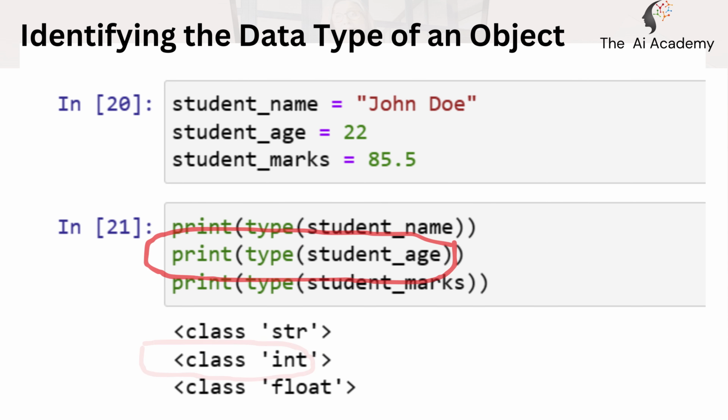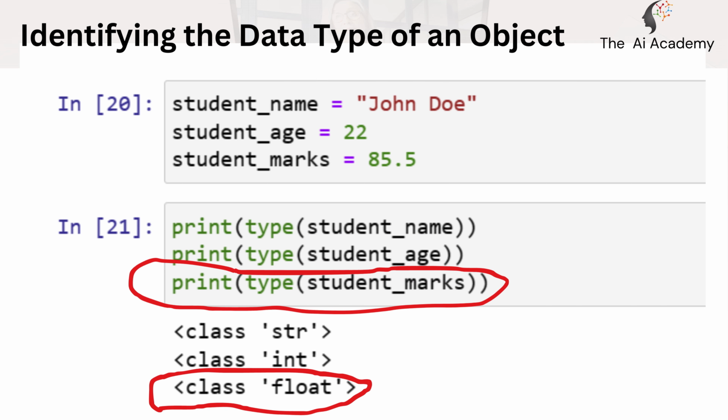type(student_age). We passed the variable student_age as an argument to the type function. The type function returns the type of the object passed to it, which is class int in this case. The output class int indicates that the variable student_age is of the integer data type.